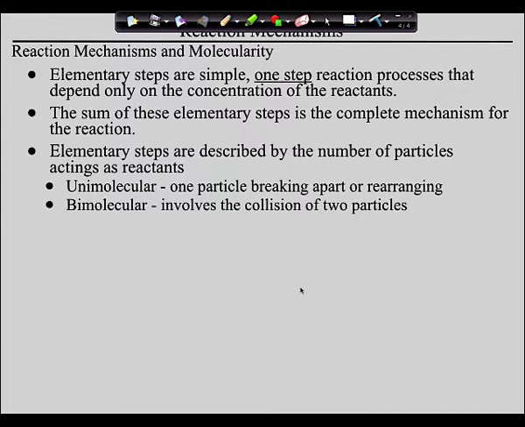Reactions are described by mechanisms. Mechanisms are made up of elementary steps. Elementary steps are described by the number of particles that are involved in the step.